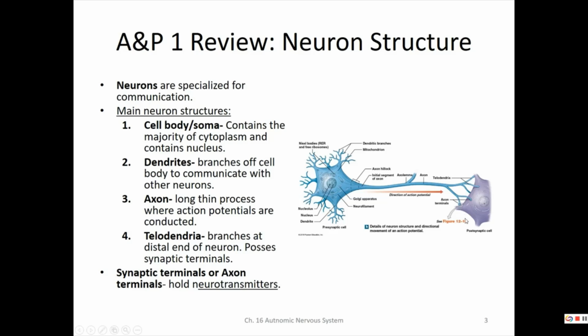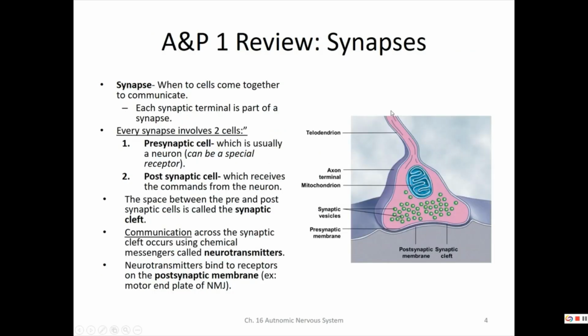At the end are telodendria, where you will find at the very tip the synaptic terminals or axon terminals that have the neurotransmitters stored inside them for the synapse. We'll talk about neurotransmitters in a minute. If we were to look at the synaptic terminal, we would see this expanded region containing vesicles that hold the neurotransmitters, different types. Here we have what is called a synapse. What is a synapse? That's just two cells coming together to communicate. That's all it is. Two cells come together to talk to each other.